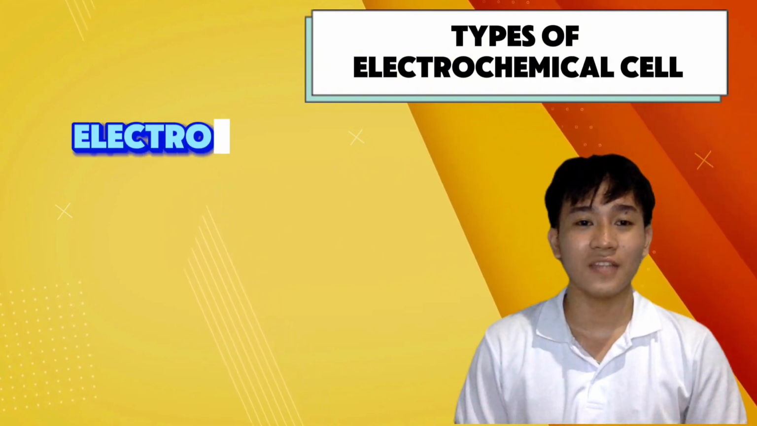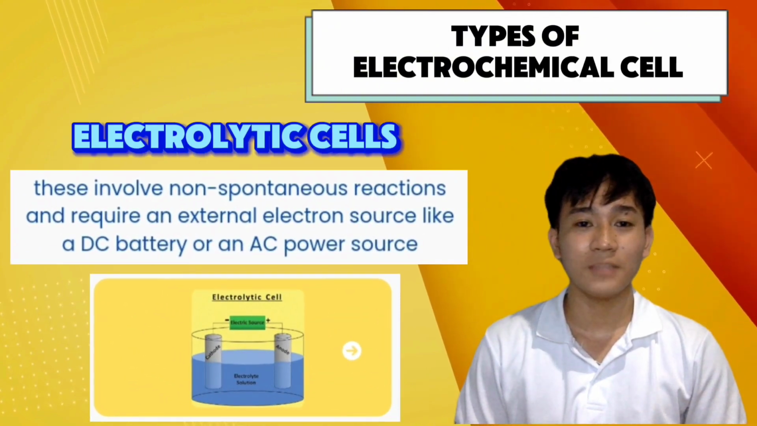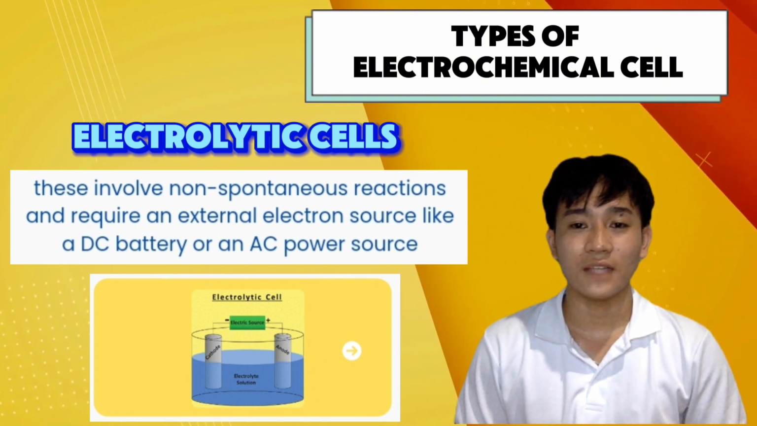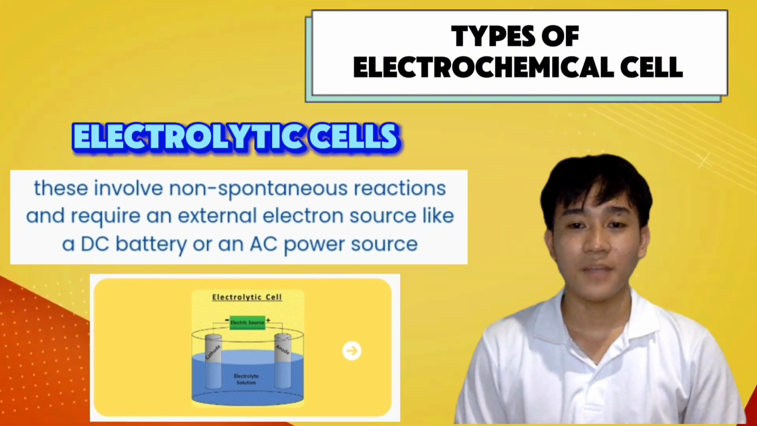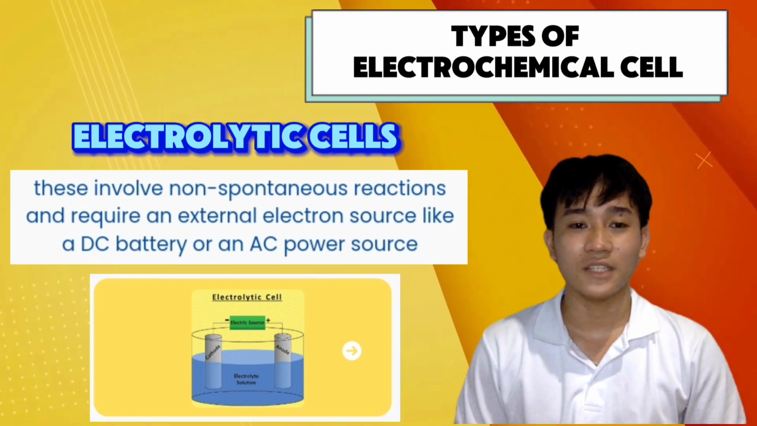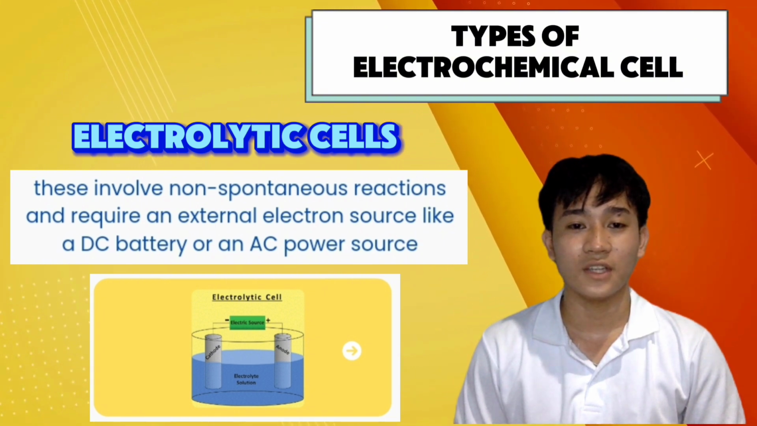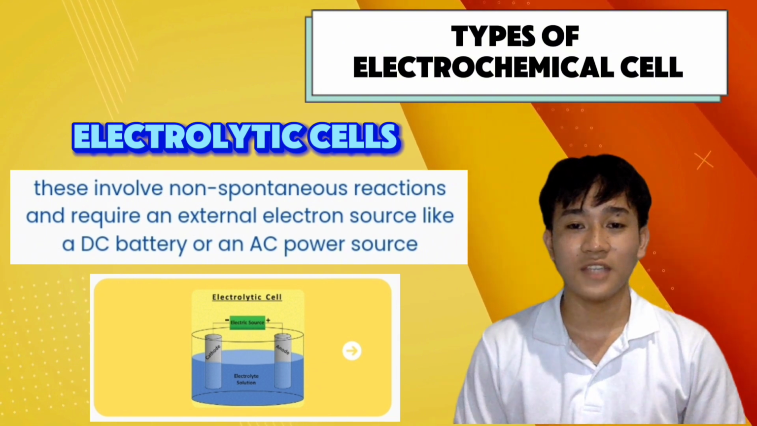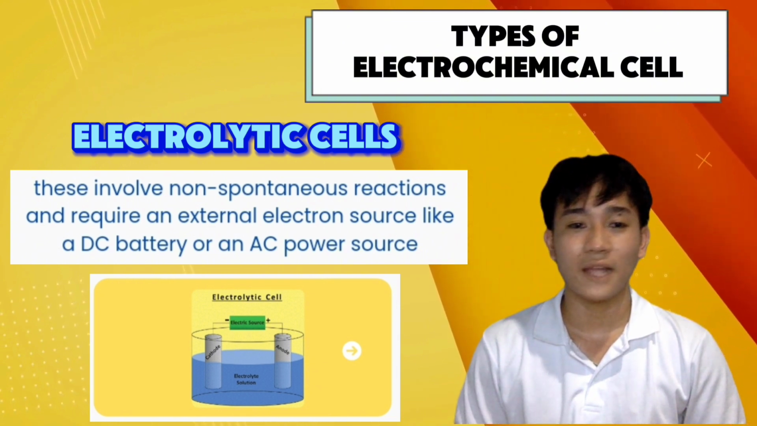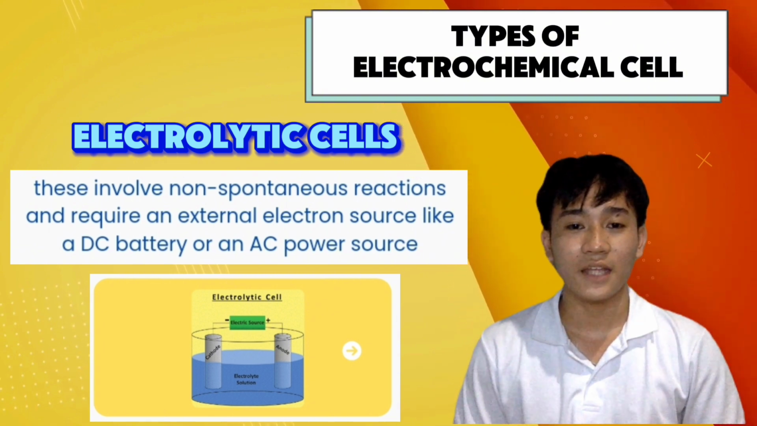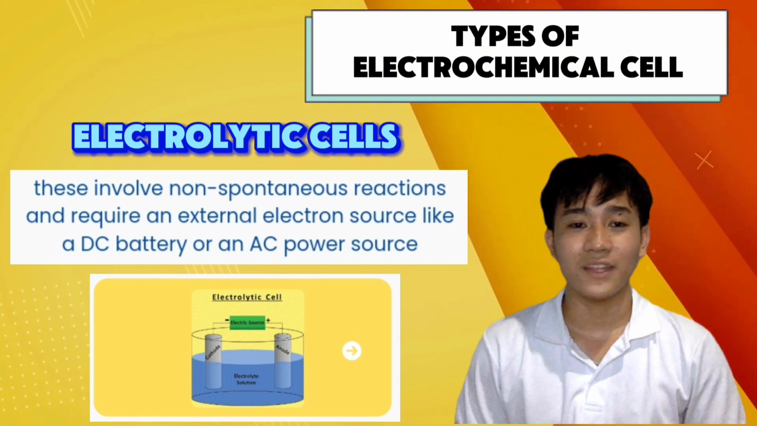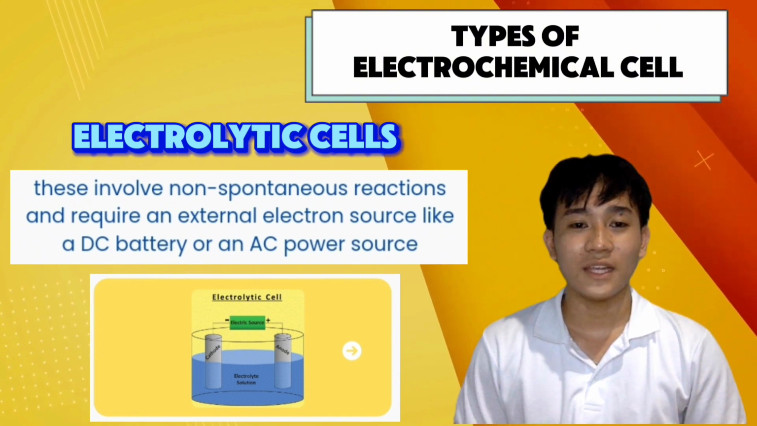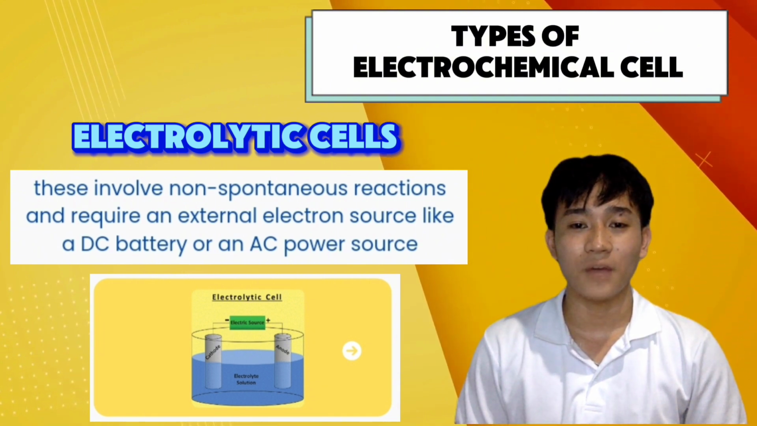Let's proceed to electrolytic cells. These involve non-spontaneous reactions and require an external electron source like a DC battery or an AC power source. An electrolytic cell is any device in which electrical energy is converted to chemical energy or vice versa. Such a cell typically consists of two metallic or electronic conductors, electrodes, held apart from each other and in contact with an electrolyte, usually a dissolved or fused ionic compound.